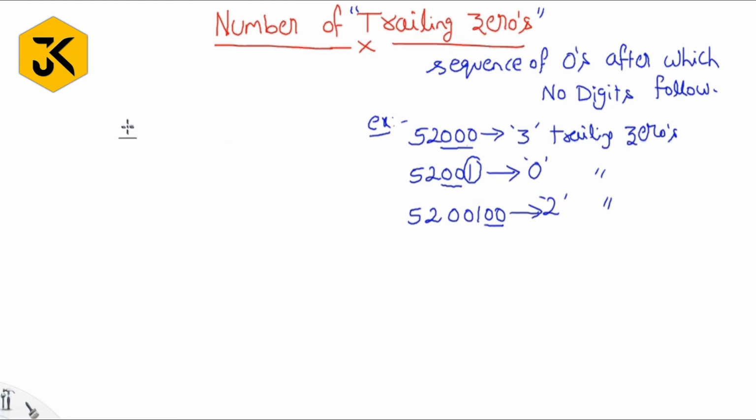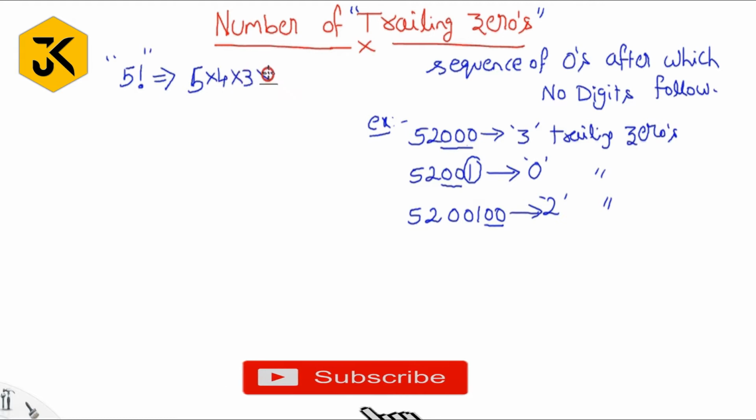Yes. In our exam, they will ask to find the number of trailing zeros for some 5 factorial. Means you need to find the result of 5 factorial. What is the result of 5 factorial? You need to write 5, 4, 3, 2, 1. You will get the value 120, right? So the number of trailing zeros is 1. Like this you will get questions.